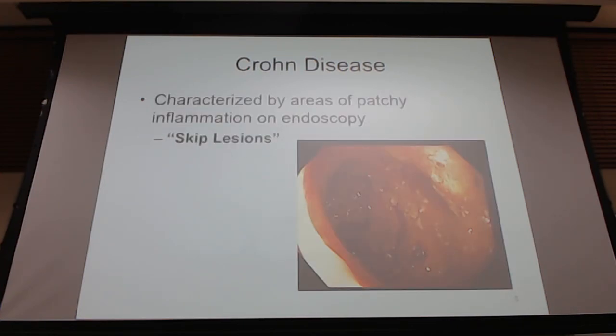So, how is that going to look? What we're going to see on endoscopy, and endoscopy can be either we're going in through the oral route or we're going into the rectal route. Either way, we're going to see these skip lesions. So it's not going to be continuous. These are patches of inflammation separated by areas of healthy tissue.